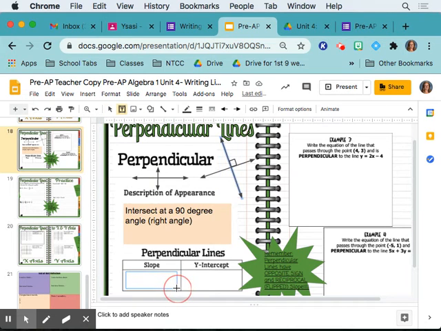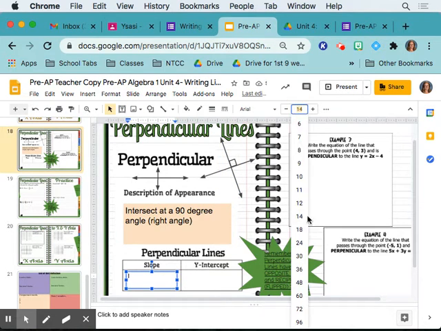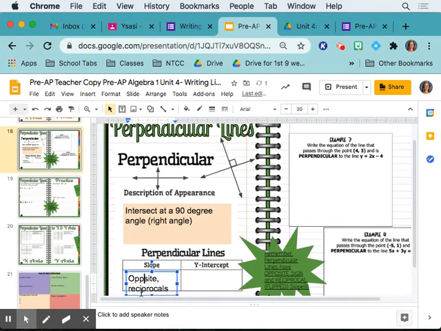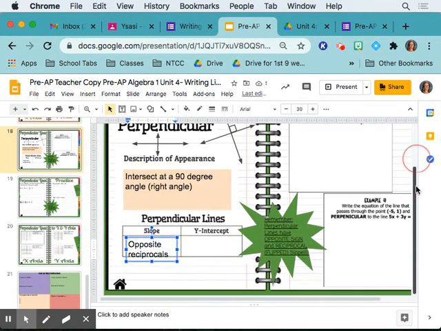So our slopes are going to be opposite reciprocals. Remember what reciprocal means? Reciprocal is where you flip. Like if it's 4, then the reciprocal would be 1/4. If it's 2/3, the reciprocal would be 3/2. And opposite means the opposite sign.